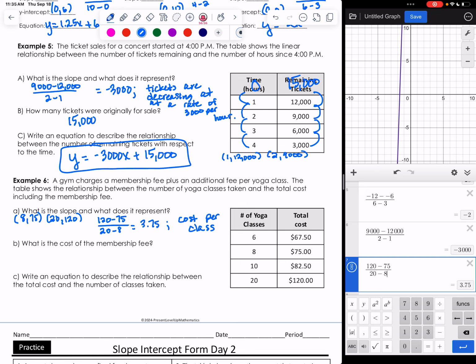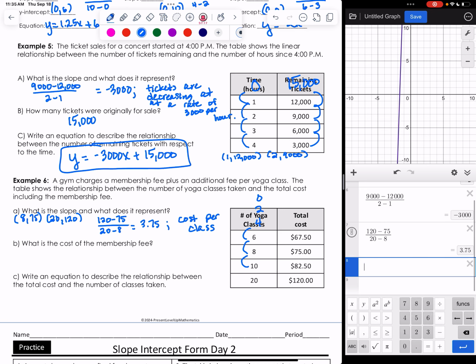We're going from 10 to 8. That's down 2. 8 to 6. That's down 2. Go down 2, that would give me 4. Go down 2 again, 2. Go down 2 again, that would be 0. So we need to find the total cost when x is 0. So let's see what this is going down by every time.